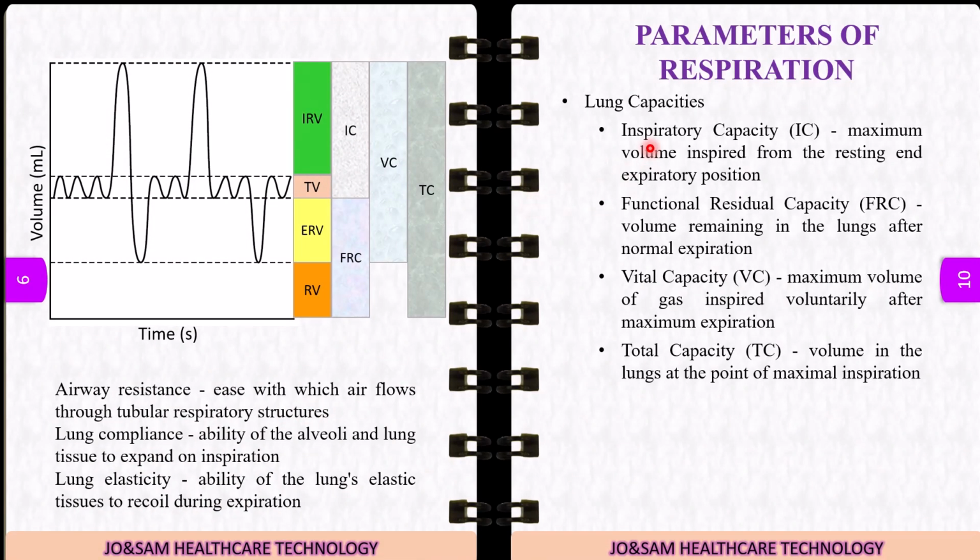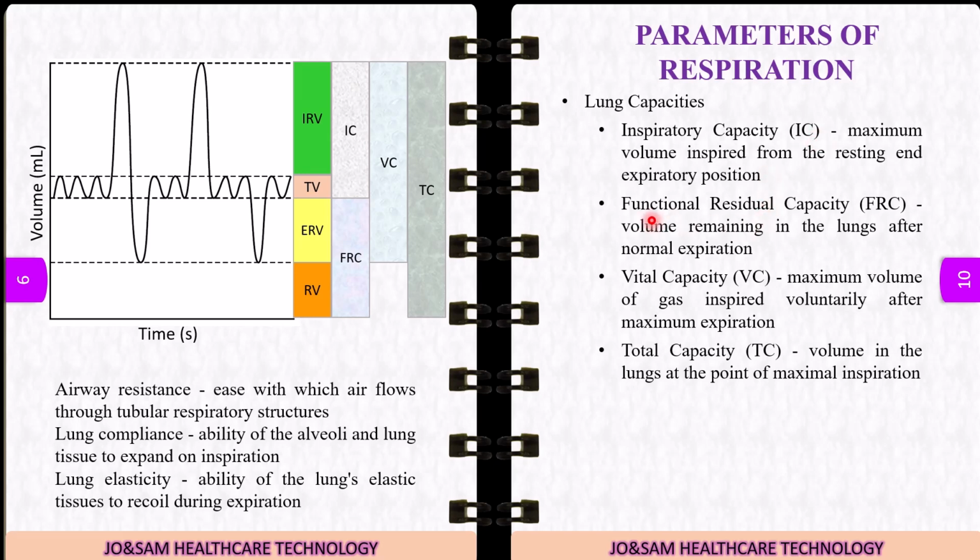Next, we are going to see the lung capacities. The lung capacities are inspiratory capacity, functional residual capacity, vital capacity and total capacity. First, inspiratory capacity is the maximum volume inspired from the resting expiratory position. This is your expiratory end position, and from this the volume of air you can inspire at maximum is TV plus IRV. That is your inspiratory capacity.